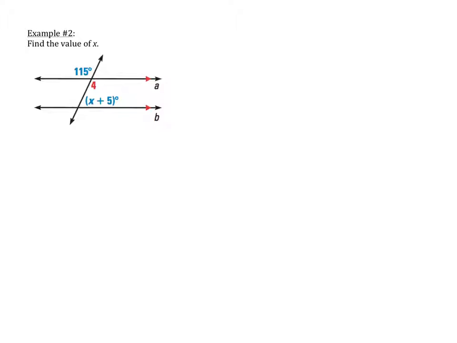Let's first look at what we are given. We know that this angle is 115 degrees. We have angle 4 marked right here. Doesn't really tell us anything, but we have angle 4 marked right there, and we're told that this angle is x plus 5. So let's look at the relationships.